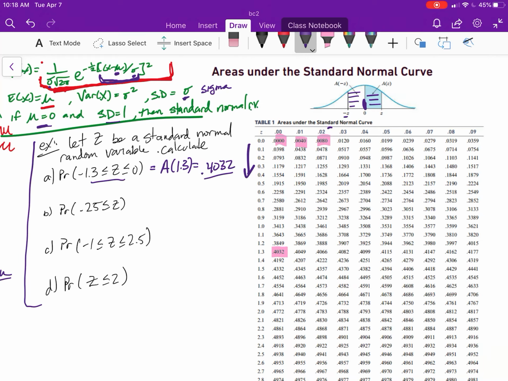All right, z is greater than 0.25 for this next one.